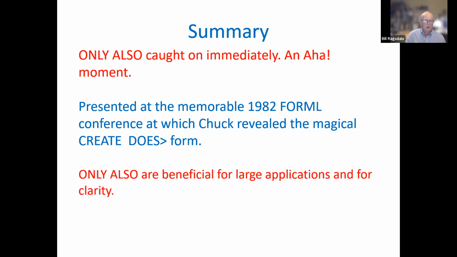And finally, back to only and also, we see they are beneficial for large applications and for clarity. It improves the search order, and they are essential for metacompiling, because as we saw, metacompiling makes some very dramatic changes in vocabulary structure.